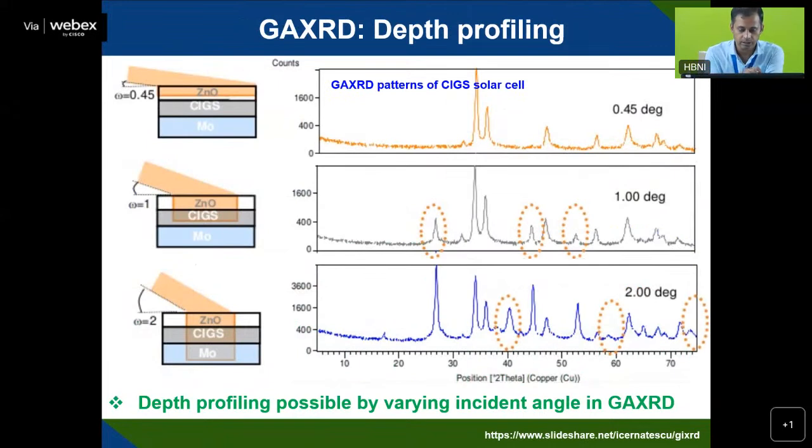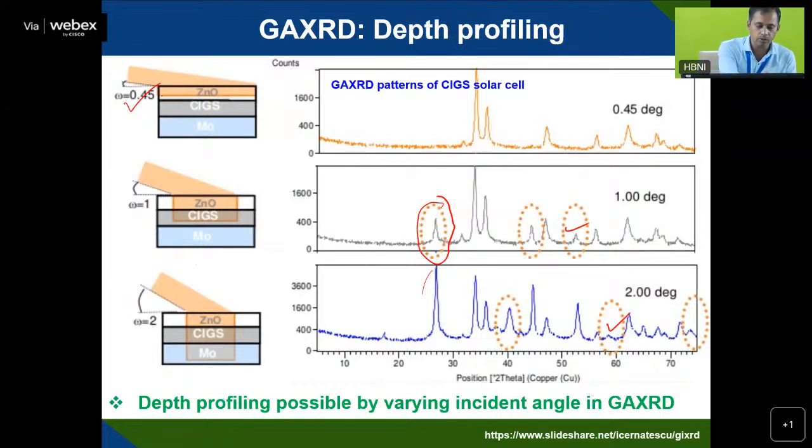You can see another example here of a solar cell. The molybdenum substrate is under the CIGS solar cell, and the top surface is zinc oxide. The grazing angle is varied: 0.45, 1 and 2. You can see how additional peaks appear and how the intensity of particular peaks increases, so you get other peak information in each set. This depth profiling is done mainly by varying the incident angle.